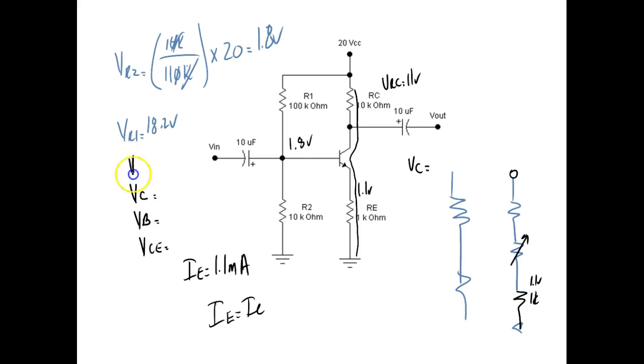Okay, so I want to know what VE is equal to. But we already know VE is equal to 1.1 volts. So what's VC equal to? If I take my meter and put it right here, that's VC, right? What's that meter going to measure, guys?